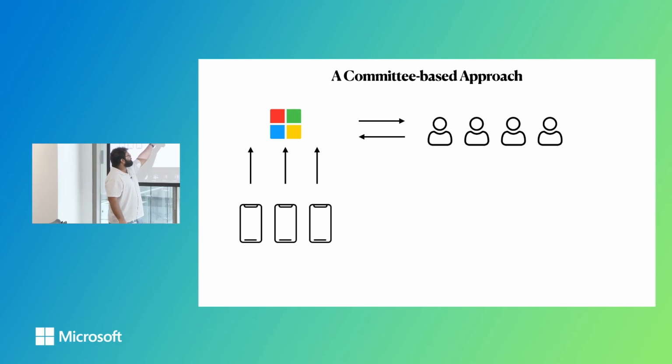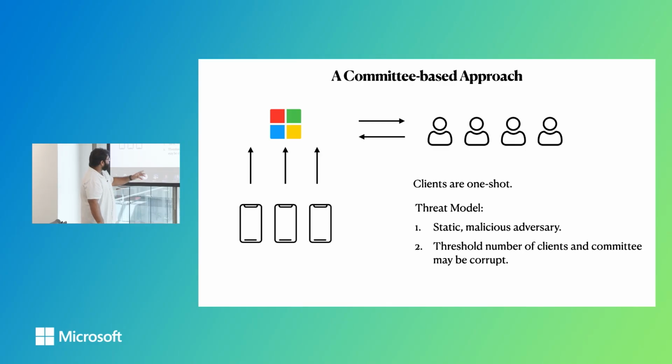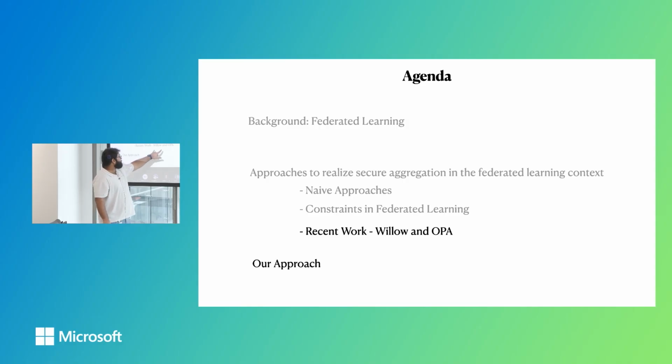Then the server is going to send something to the committee, and the committee is going to send something back to the server, and then the protocol is done. I'll tell you how they do it in a second. So the clients are in some sense one shot. And here again, we assume that the server is, say, static and malicious and can collude with up to some threshold number of the committee and of the clients. Okay, so this is the design. You assume this committee, but who is this committee is the question, right? How do you instantiate this committee? So now I'm going to talk about these two works, Willow and OPA, both at Crypto this year.